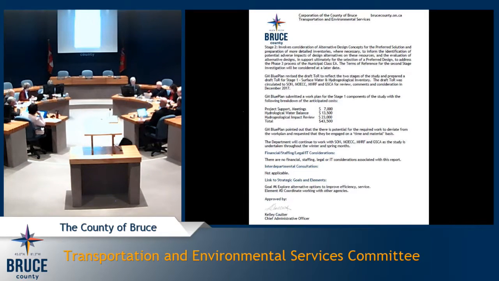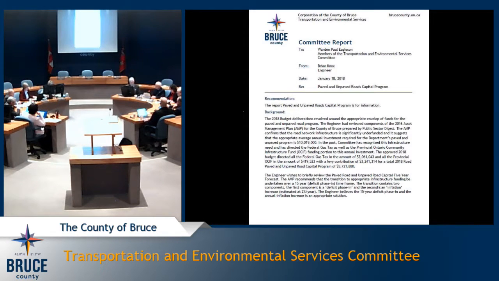The next item, number 3, are the information items. The first one, paved and unpaved roads capital program. Thank you, Mr. Chairman. Again, to refresh, the transportation budget had included a figure for paved and unpaved road capital for 2018 in the amount of $5,721,000. And the report offers the allocation of funds to create that amount.